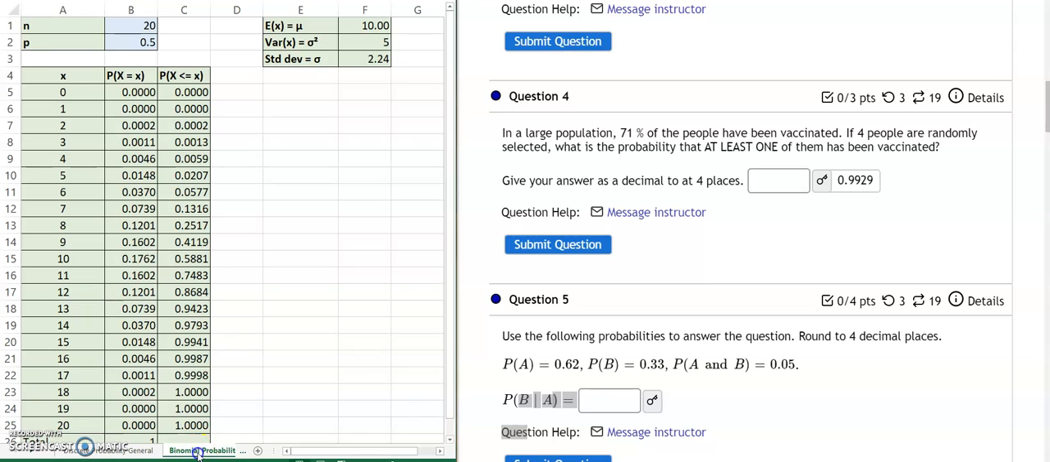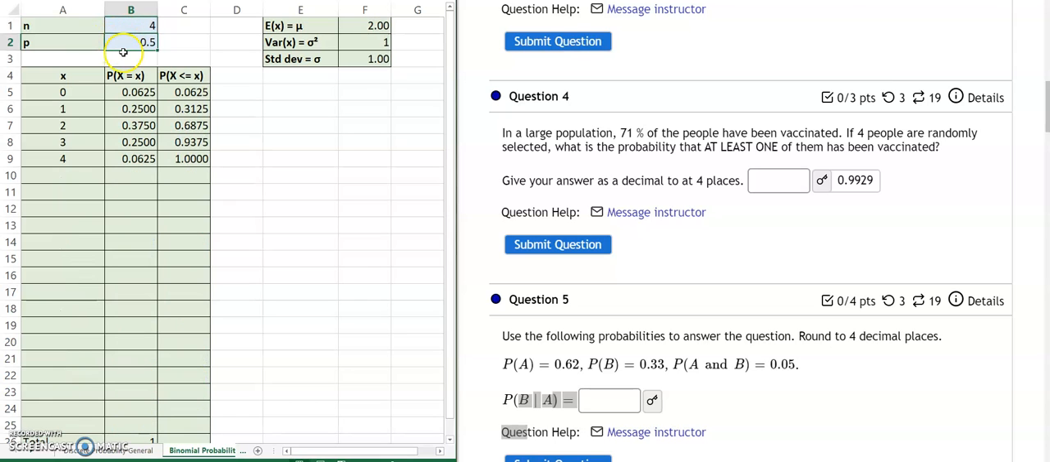So we make sure that we select that tab in our Excel document, and we need to fill in what's in blue. So as you see here, we have 20. But in our problem, it says if 4 people are randomly selected. So we need to take this 20 and change it to 4. Now, P is wanting to know the probability of success. Since our success is being determined by the number of people that have been vaccinated, we need to change this 71% into a decimal to represent our P.